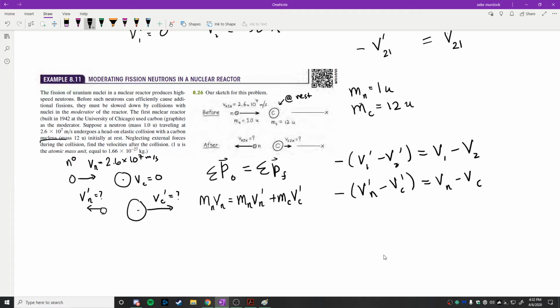These are the two equations we want to solve. We could have used kinetic energy if you want to. That's an option, but this is easier than using kinetic energy, is mostly what I'm saying. All right, we know that Vc is 0, so this term right here is 0. And so we know what Vn is too, right? So we're going to put in here negative Vn prime plus Vc prime needs to be equal to Vn, which was given in the problem, right?